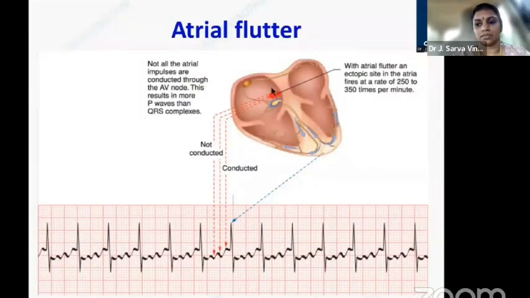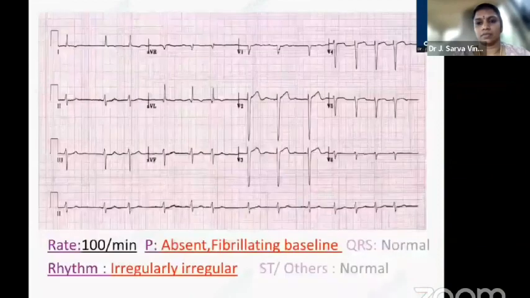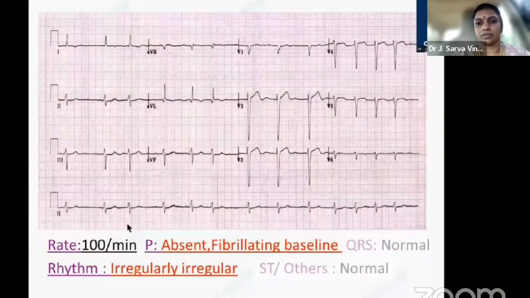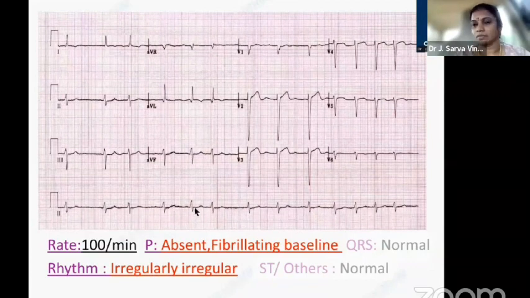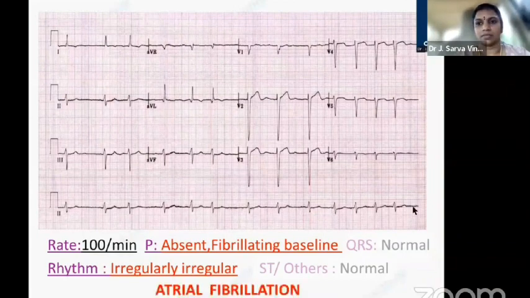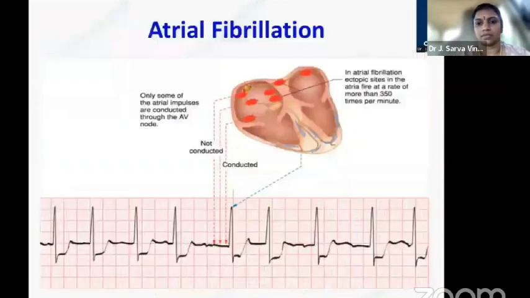What is atrial flutter? In atrial flutter, we do have an ectopic site in the atria which keeps firing at around 250 to 350 times per minute. Depending upon whether the AV block is fixed or varying, we tend to have a regular or an irregular rhythm. What do we find here? Here, the rhythm is irregular. The RR intervals are not constant, it is varying. And what about the P waves? We don't find any distinct P waves. Instead, we find a fibrillating baseline. So this is indicative of atrial fibrillation.